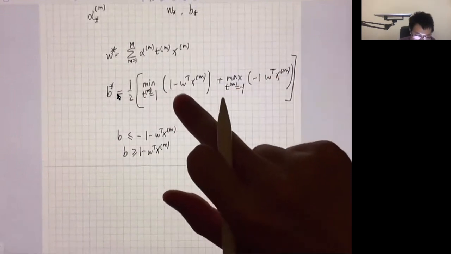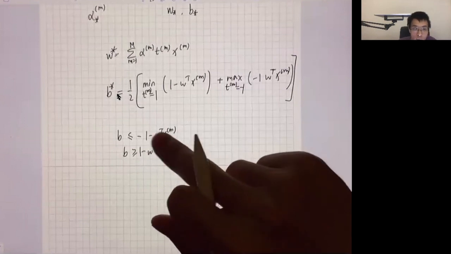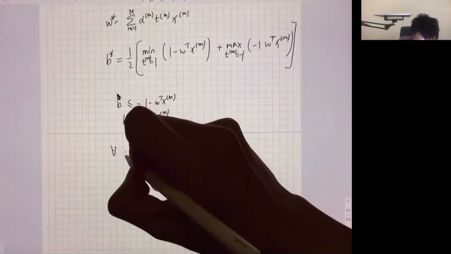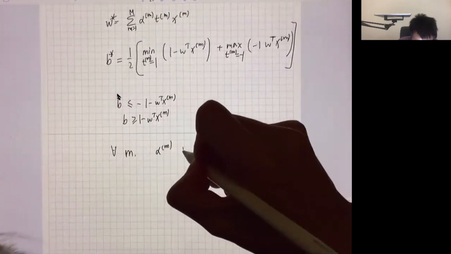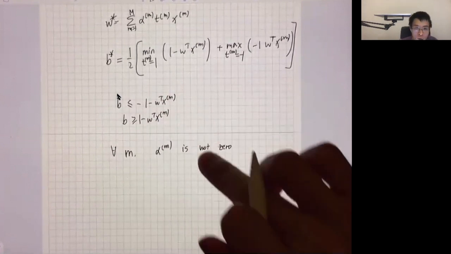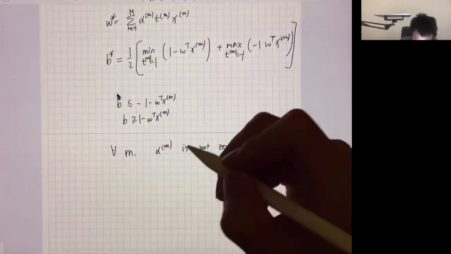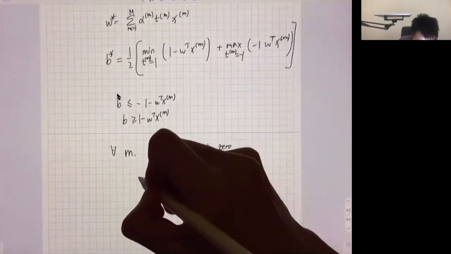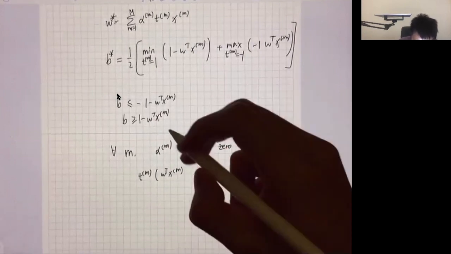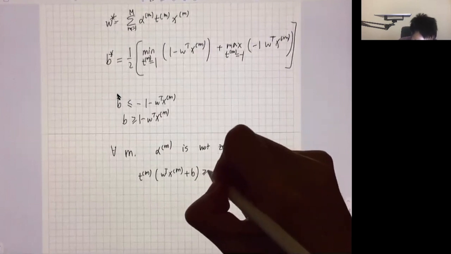But in general, you can also consider all the points whose alpha is non-zero, then you compute it for b, okay? For any m where alpha m is non-zero, the inequality constraint must hold as an equality constraint by the KKT complementary condition, okay? For any such point, this must hold. Then the inequality constraint, which is Tm W transpose Xm plus b, must be greater than or equal to 1.